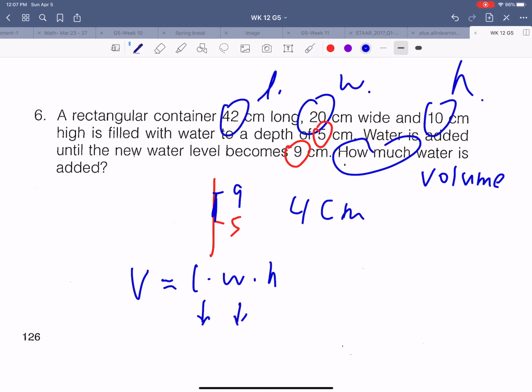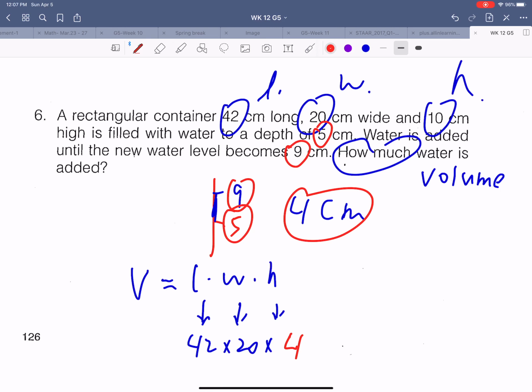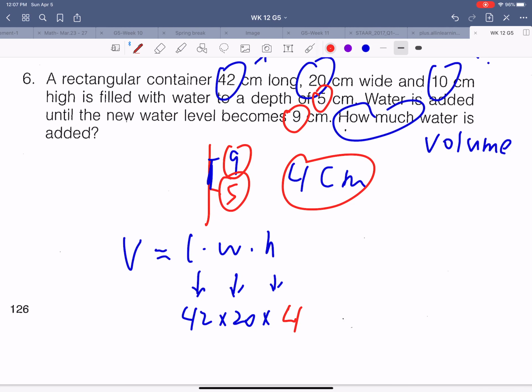Bring it down. Length is 42 times width is 20 times the height. The height means the height increased, which is 4. Originally it was 5, right now it's 9, so we add 4 more. So the height, using a different color, is 4. So you're calculating, and the answer is going to be 3,360 centimeters cubed.